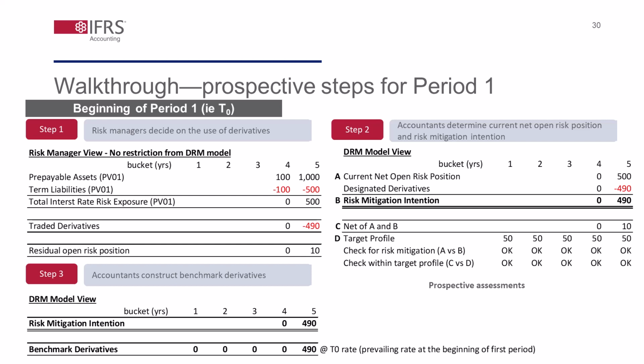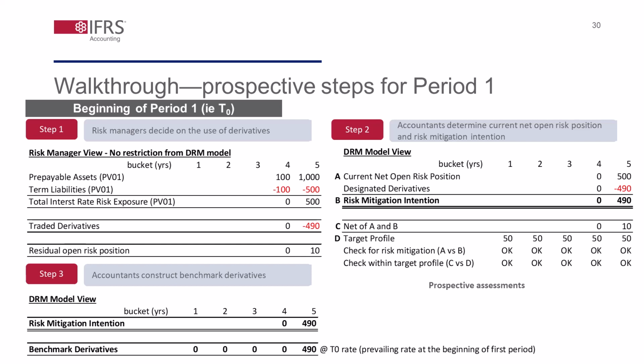In our example, assume the entity has a total interest rate risk PV01 of +500 in year 5 and no risks in any other buckets. The risk manager decided to mitigate the current net open risk position from +500 to +10 by trading an interest rate swap that has a PV01 of -490 in the year 5 bucket. This is likely to be a forward starting swap in this case.